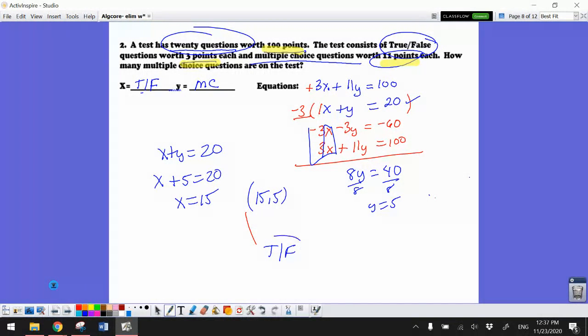Well, how many true false questions did I have? How many multiple choice questions did I have? Well, multiple choice is y, so there were 5 multiple choice questions. And there were 15 true false questions. That gave me a total of 20 questions. So again, if they do not give you all the numbers, they only give you a total on the second equation, it is always going to be x plus y.